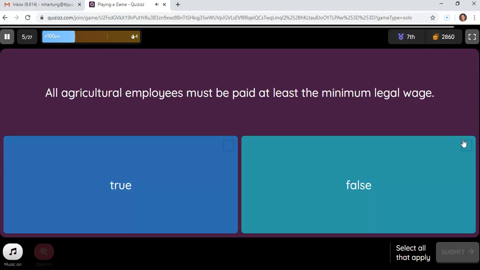All agricultural employees must be paid at least the minimum wage. What do you think? That's actually false. Small farms, I believe it's less than 7 employees, don't have to abide by those laws. And with parental consent, if you have children that are of a certain age, like 16 or under, I believe they do not have to be paid minimum wage by law. False.